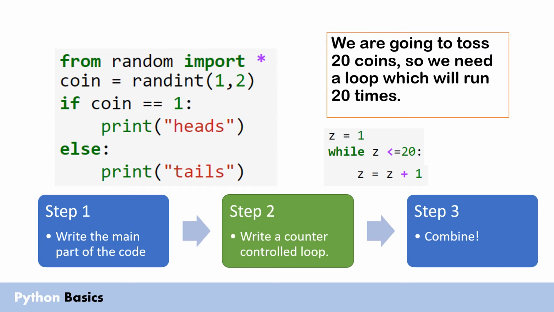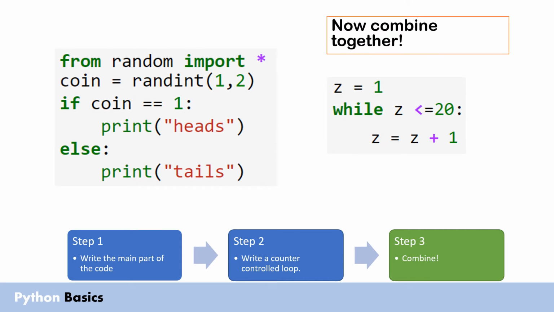So we want to toss 20 coins. So we need a counter controlled loop which will run 20 times. Notice it starts at 1, it ends at 20, and is incremented by 1 each time. So this is going to run 20 times, and we looked at why that runs 20 times in the previous video. The last step is to combine. So let's combine this together.